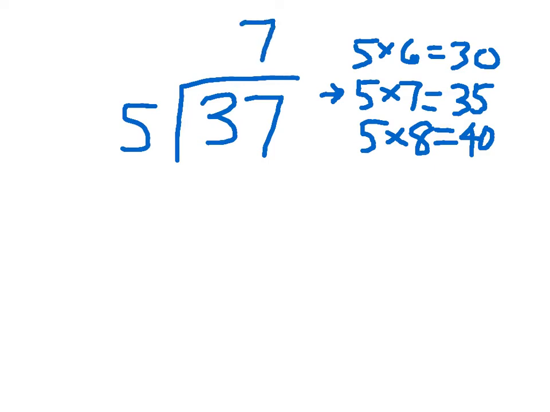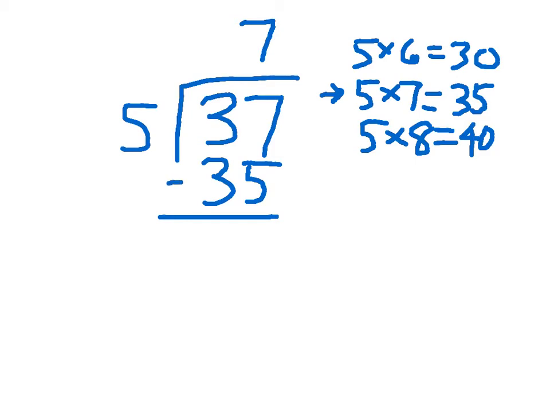The thing that we'll want to make sure to do is we'll put that 7 directly above that ones place, because we're dividing 37 ones. Our next step is to multiply the 7 times the 5. Multiplying the 7 times the 5, we put that number right here. 7 times 5 is 35.